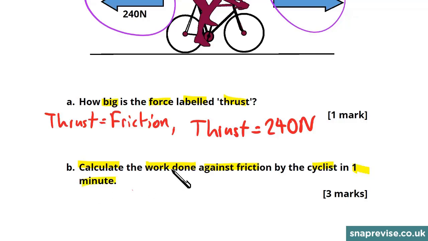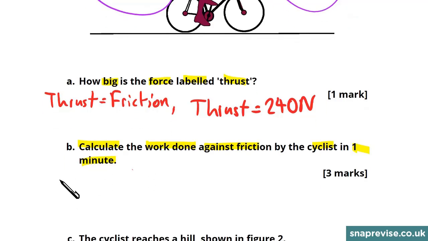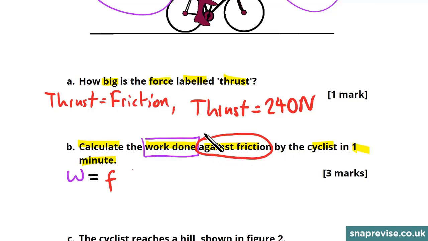The next part of our question asks us to calculate the work done against friction by the cyclist in 1 minute. This sounds a little bit confusing off the bat, so let's just work out what it is that we know. So we're asked to calculate a work done, and the formula for work done is the force. The force we're interested in is against friction. We're thinking about friction multiplied by the distance travelled against that force.